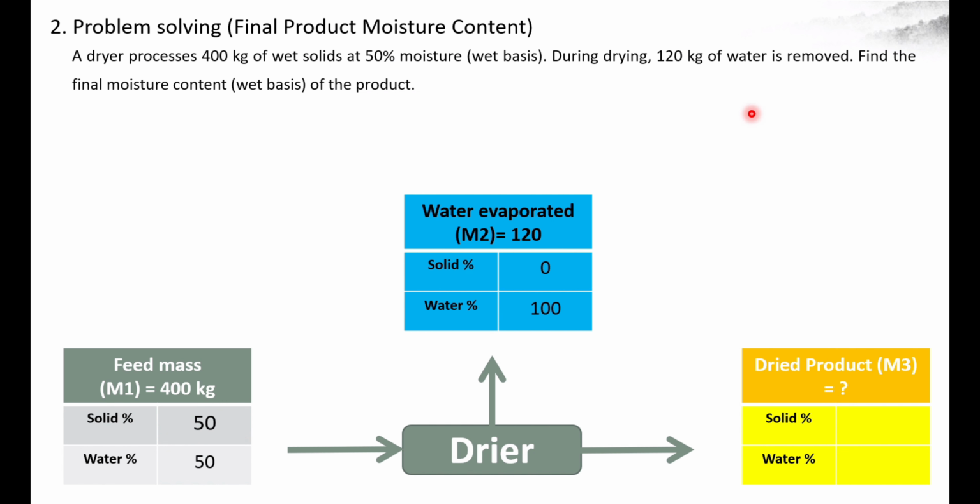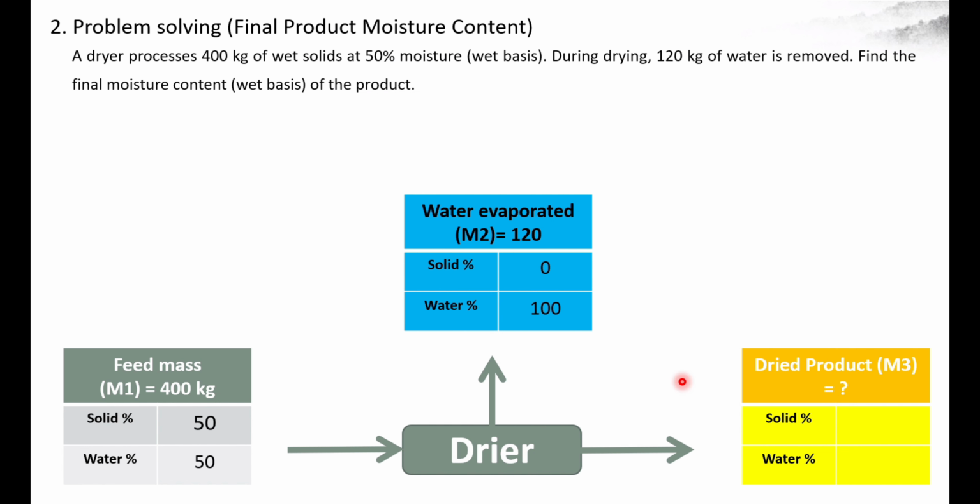Now during drying, 120 kg of water is evaporated. So the mass of the water evaporated, that is the M2 stream value, is given. M2 is equal to 120 kg. As I already discussed, in the water evaporated M2 stream, the water percentage would be 100 because only water vapor will be present there. The solid will not be evaporated, so the solid percentage is 0 and water percentage is 100.